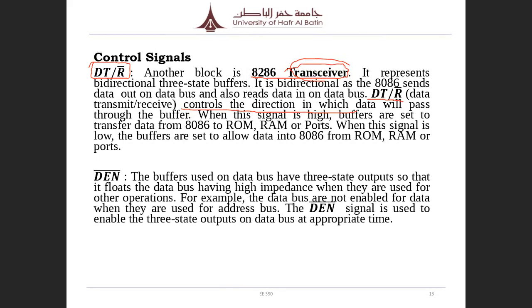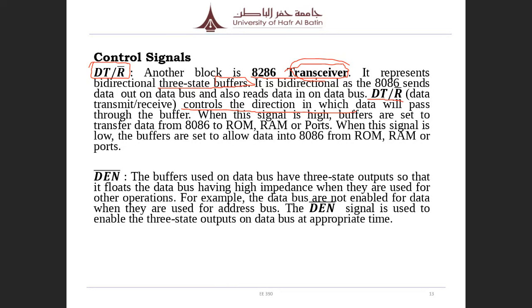It is also called a 3-state buffer. A buffer is like a gate, kind of like a latch too. A 3-state buffer may be 1, it may be 0, or it may be high impedance. When there is no use for it, it is in a high impedance mode. That's why it is called a 3-state buffer.